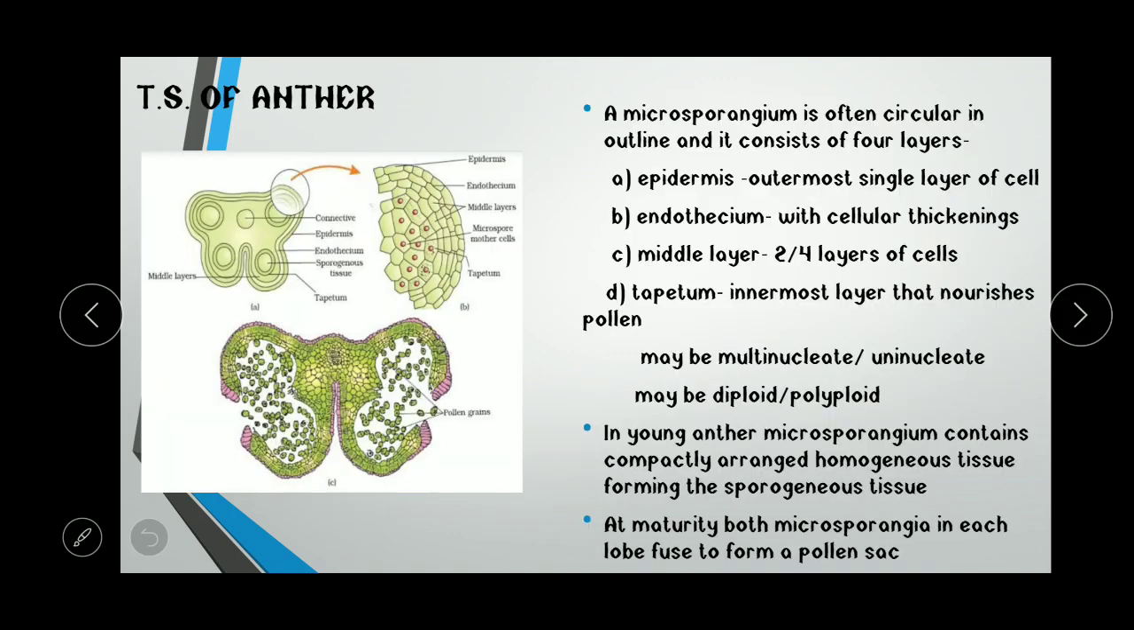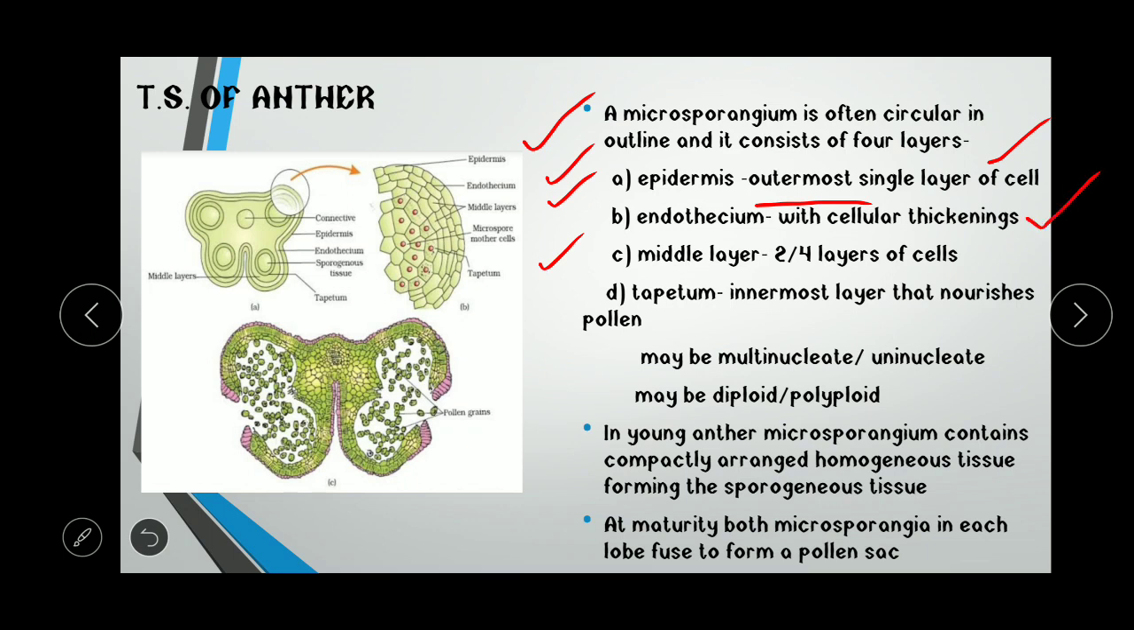Now the transverse section of anther. The anther is the part that has microsporangia. The microsporangium is the organ where the formation of pollen grains takes place. It consists of four layers, you can see epidermis, endothecium, middle layers and tapetum. Epidermis is the outermost, single layer of cells. Then endothecium, with cellular thickenings, is inner to the epidermis.